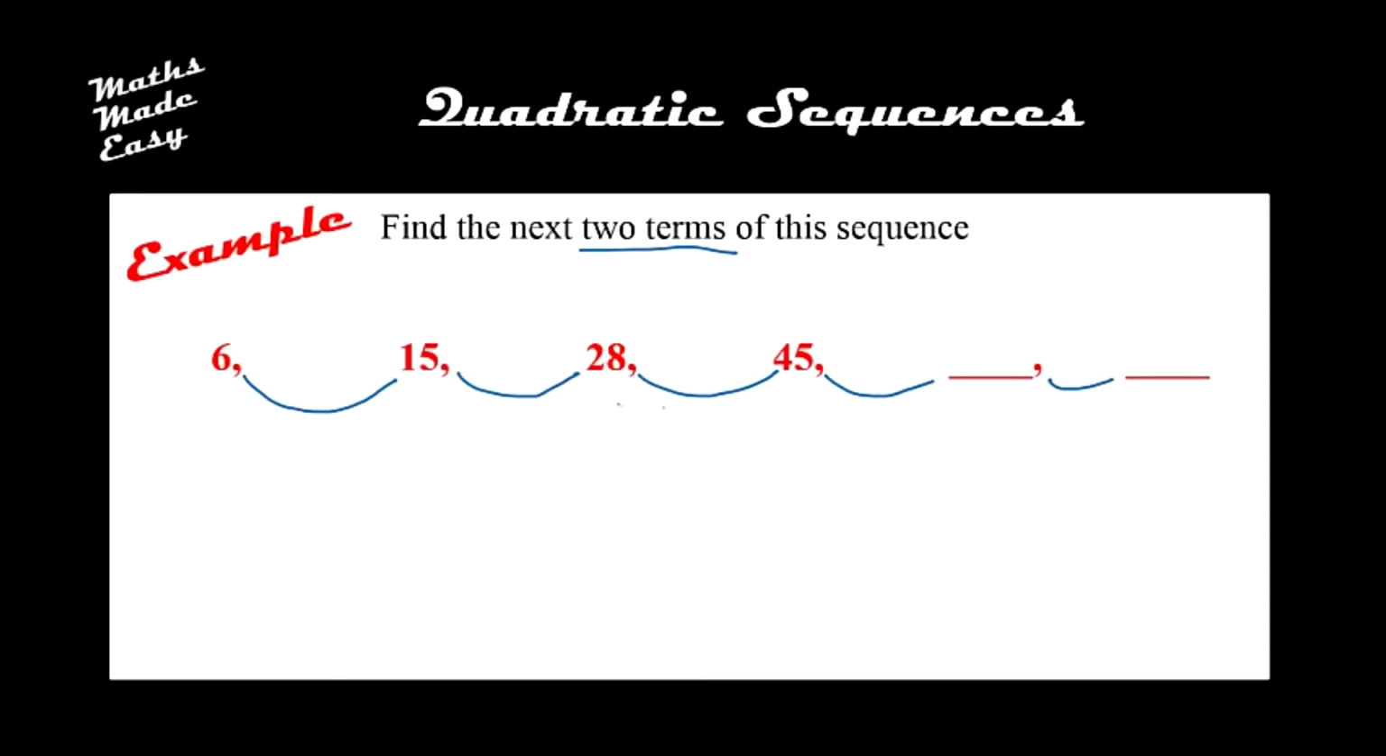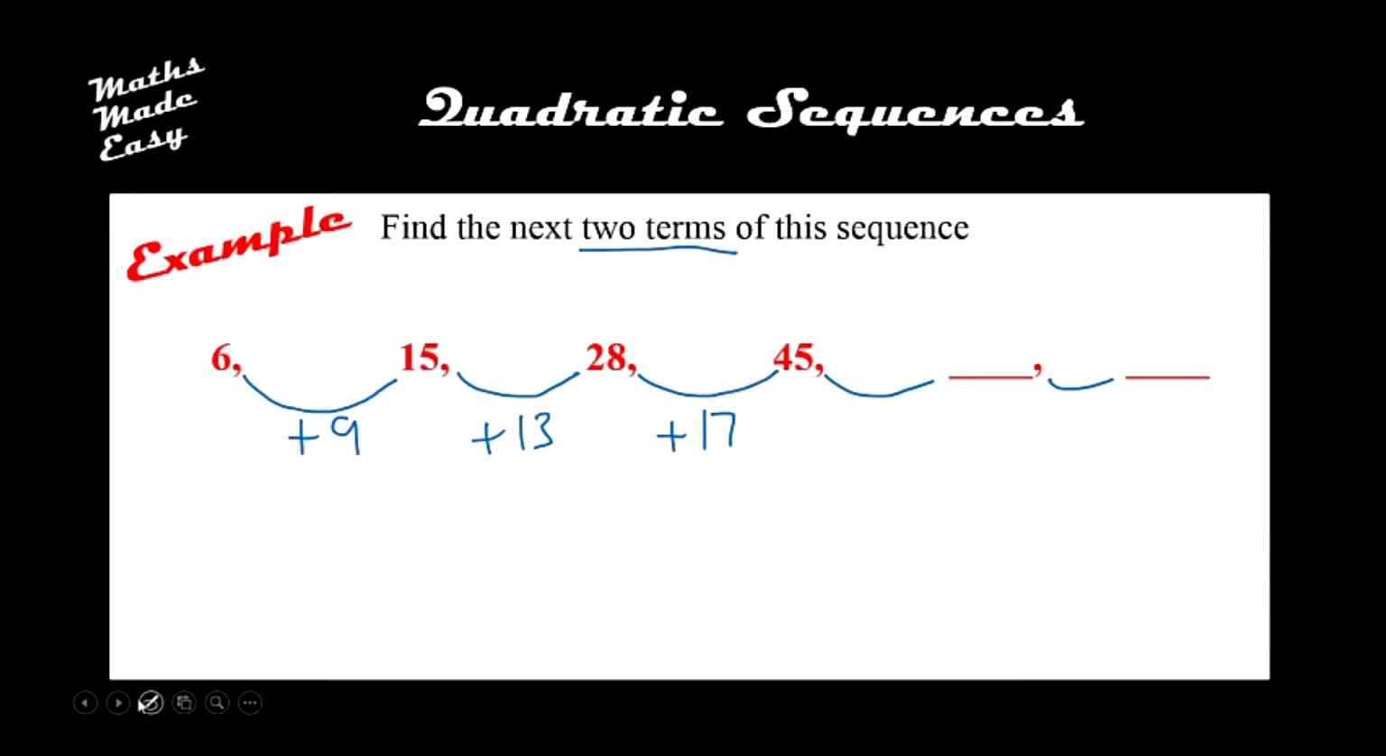Now ordinarily these numbers would form a repeating pattern, so it might be plus 4, plus 10, take away 2, something like that. Let's see what happens with this sequence. So to get from 6 to 15 we add on 9. 15 to 28, we add on 13, 28 to 45, that's add 17.